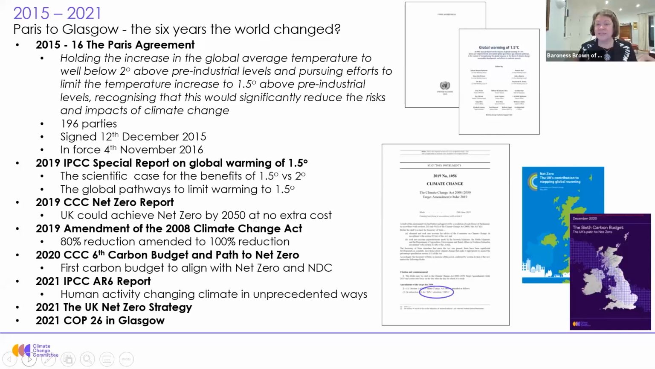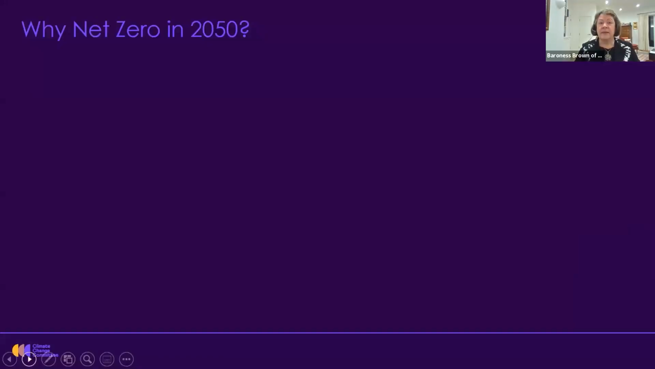So some good has come out of COP26 in Glasgow, and we will look to next year's COP in Egypt to see countries coming back with better proposals, tougher emissions reductions.